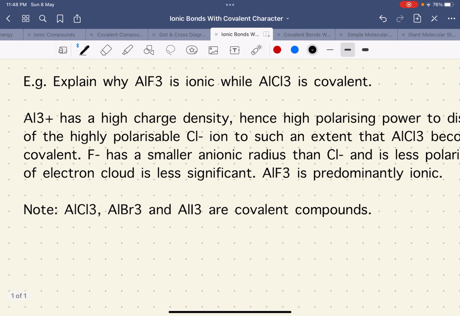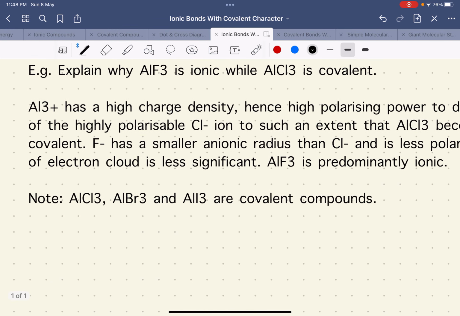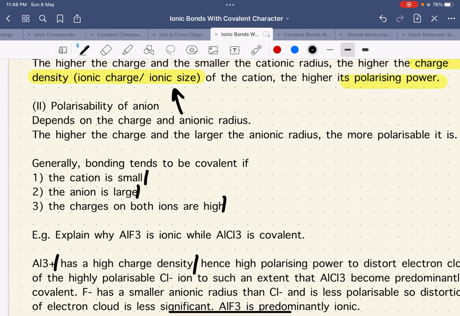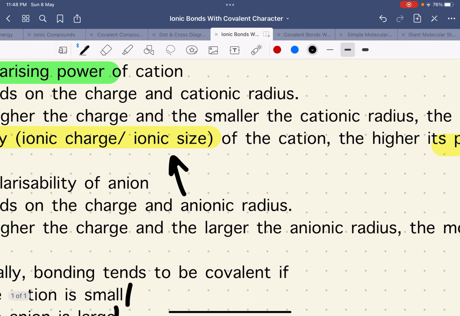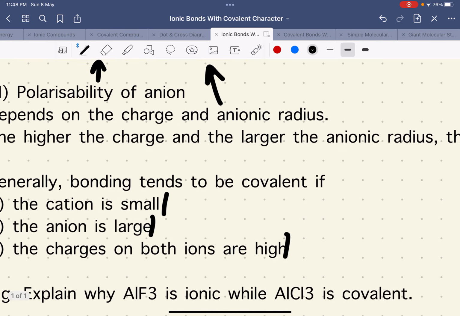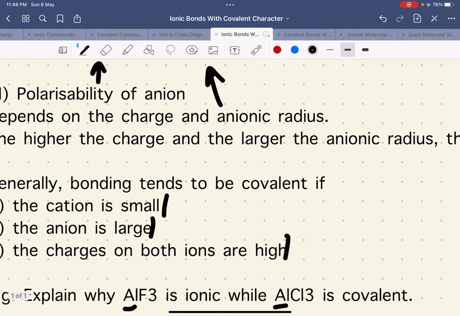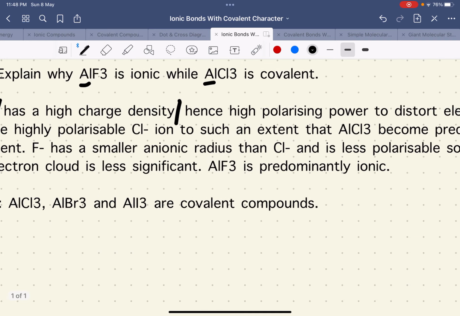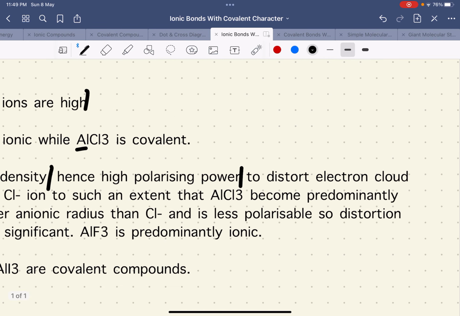Explain why AlF3 is ionic while AlCl3 is covalent. Now, Al3+ has high charge density. Why does it have such? Al is small, and it also has a high ionic charge. Since they both have the same cation, we don't really have to compare the ionic size of it, but just the ionic charge, because Al3+ has high charge, hence high polarizing power to distort the electron cloud.